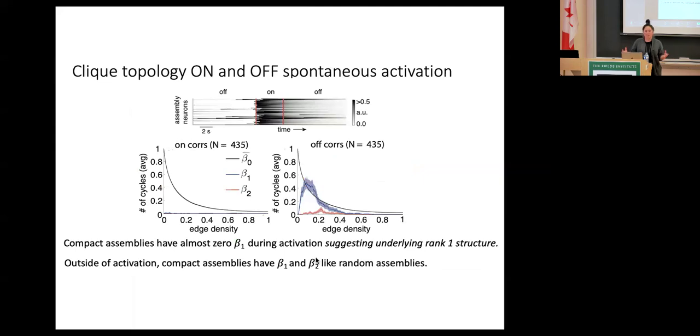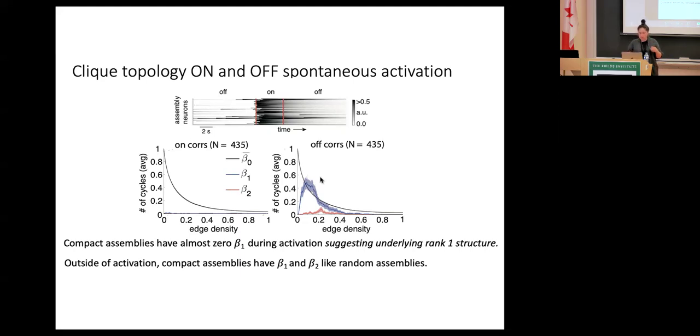So now we're getting to the interesting part about the actual spontaneous activations. When we repeat this analysis, but now take our correlations during the activity time, we see that there is pretty much 0 Betti 1 and Betti 2 curves, which, like I said before, could be a really strong indication of rank 1 structure, not just low rank, but rank 1 in particular.